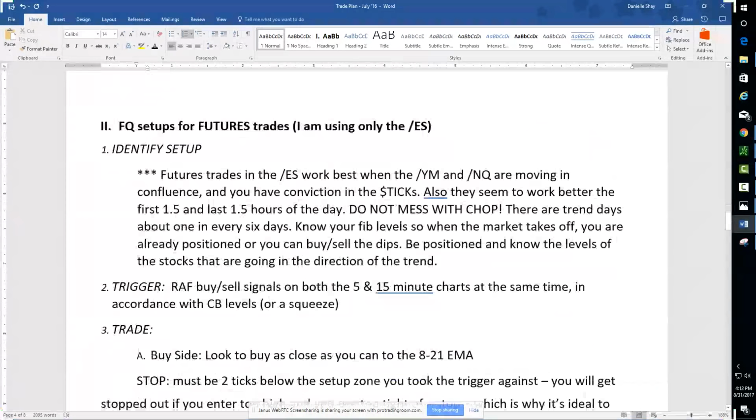So Fib Queen setups for futures trades. Anybody interested in futures?